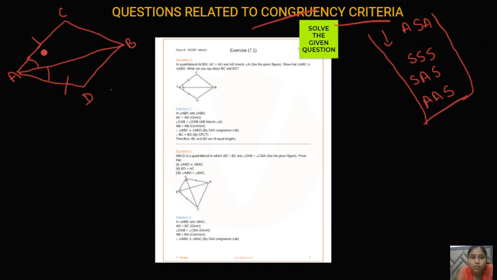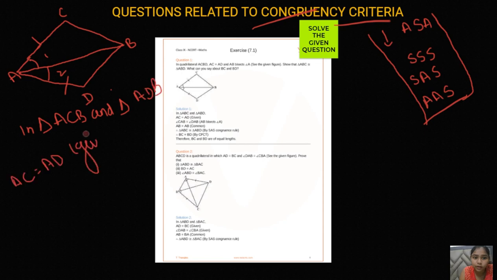So basically, let it be angle 1 and angle 2. Show that triangle ABC is congruent to triangle ABD. What we have to write is: in triangle ACB and triangle ADB, AC is equal to AD, that is given already. Angle 1 is equal to angle 2, that's also given, since AB is the bisector of angle A. Then AB is equal to AB because it is common to both.